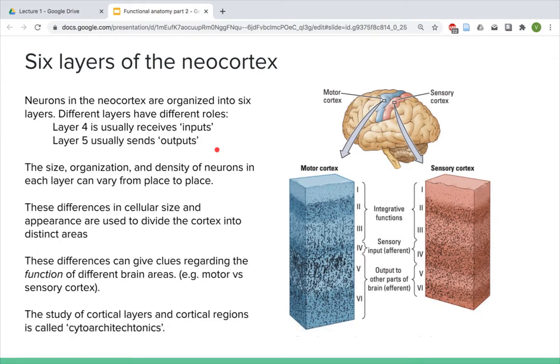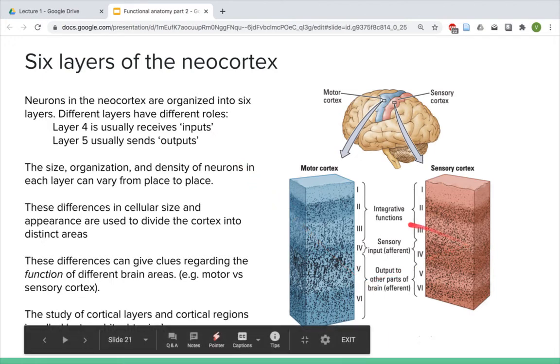Now, the interesting thing about the cortical layers is that if you look closely at them, you can, first of all, see the same general organization throughout the whole brain, but the exact patterning of the layers differs from one region to the next. So, for example, layer 4 of the cortex, and this is true of the cortex throughout the brain, generally receives inputs. Layer 5 of the cortex generally contains cell bodies that send outputs to other regions.